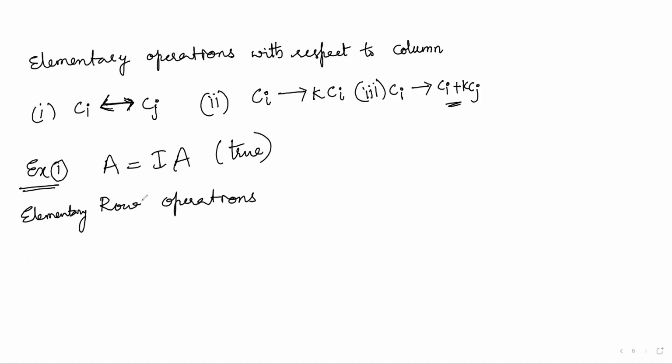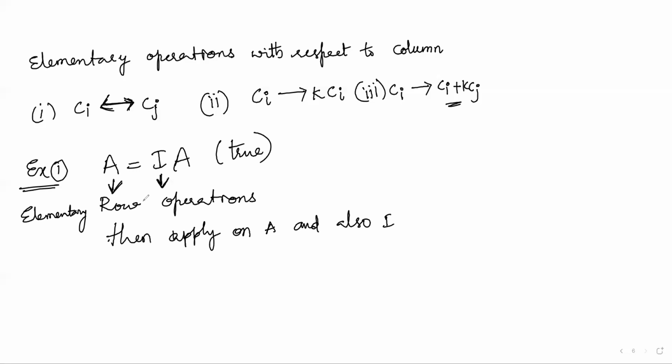Elementary row operations means what we should do: we apply them on A. If you want to apply row operations, apply on A and also on I. That's the thing here. If you want to apply an elementary row operation, then apply it on A and also apply it on I. Okay, this is what row operations are.